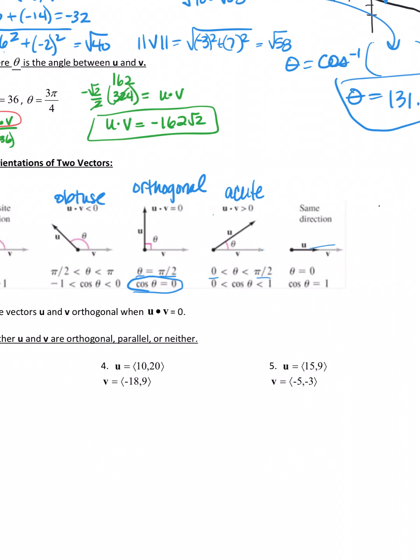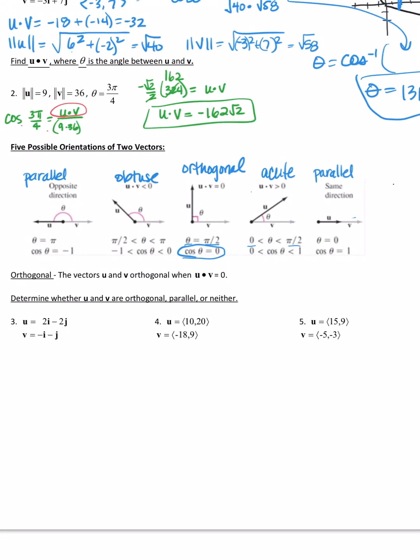Okay? And then if they're in the same direction like this, we know the angle between them is 0. There is no angle really between them. And the cosine at 0 is 1 from our unit circle. So we would also call this parallel. So the parallel relationship can happen at 180 degrees, where theta is pi, or theta is 0.